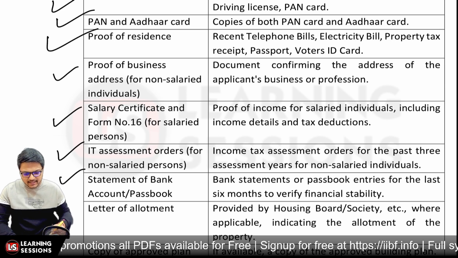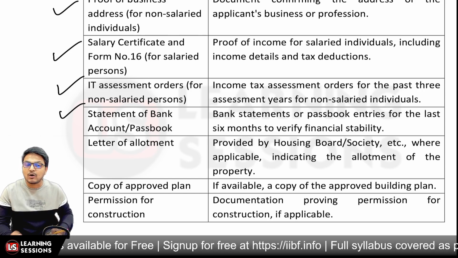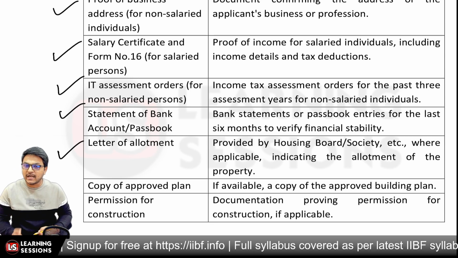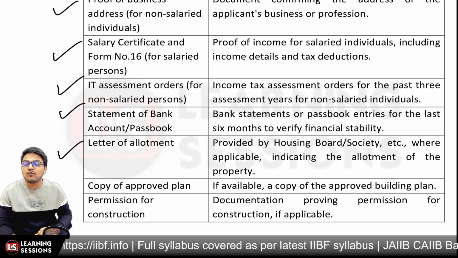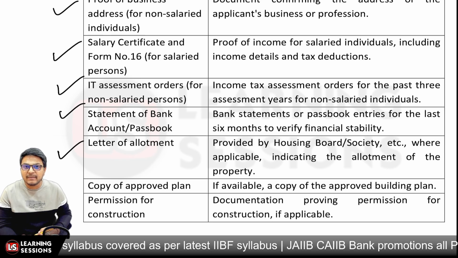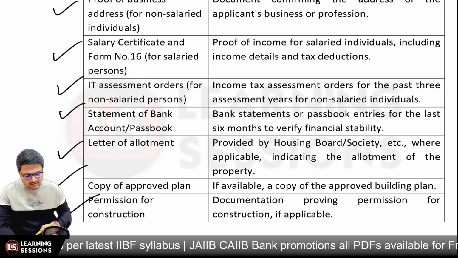Statement of bank may be required, and other than that, a letter of allotment, if it is provided to you by some housing board or society, you need to provide them with the letter of allotment that you have been allotted this particular property, right? And further, we also need to submit the approved plan, and that must be an approved plan. A copy of the approved plan is to be submitted, showing that the building plan is actually approved and permission for construction has been given.